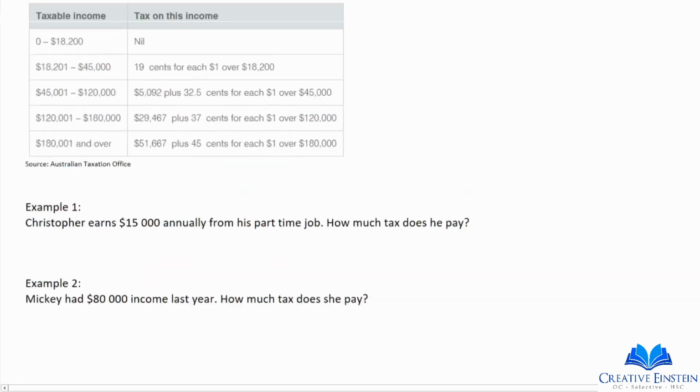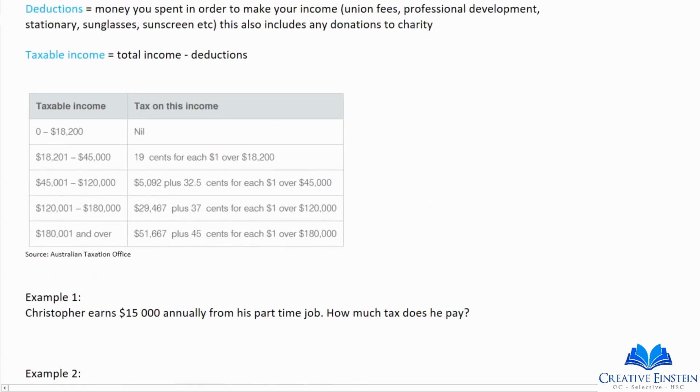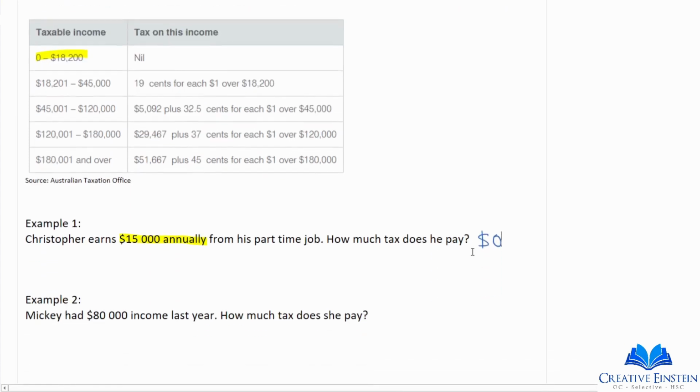Okay, the first thing that we're looking at is Christopher. He earns $15,000 annually from his part-time job. How much tax does he pay? So he makes $15,000. That puts him in the $0 to $18,200 tax bracket, which means he pays nothing in tax. So he pays $0.